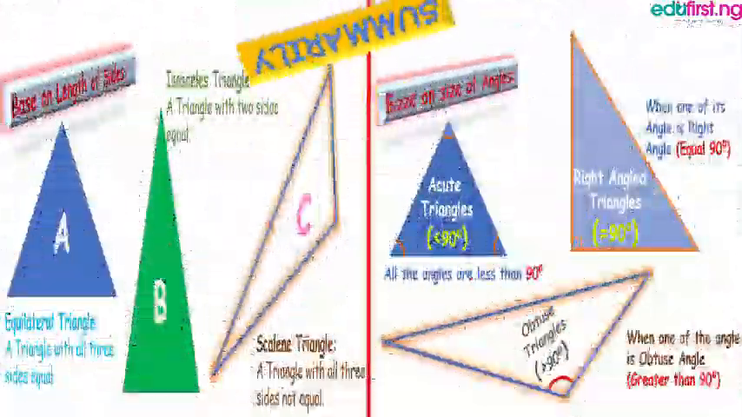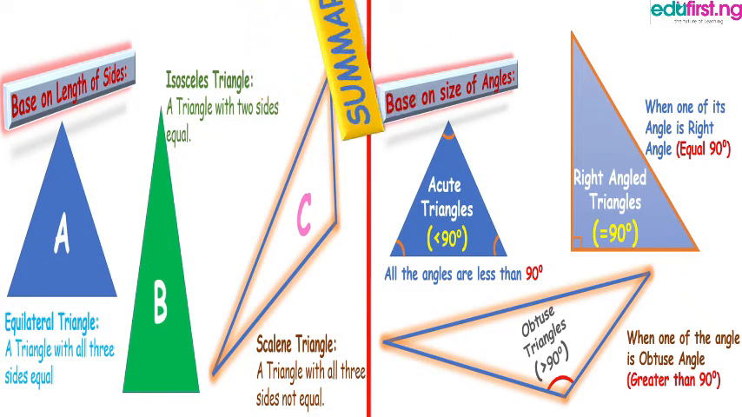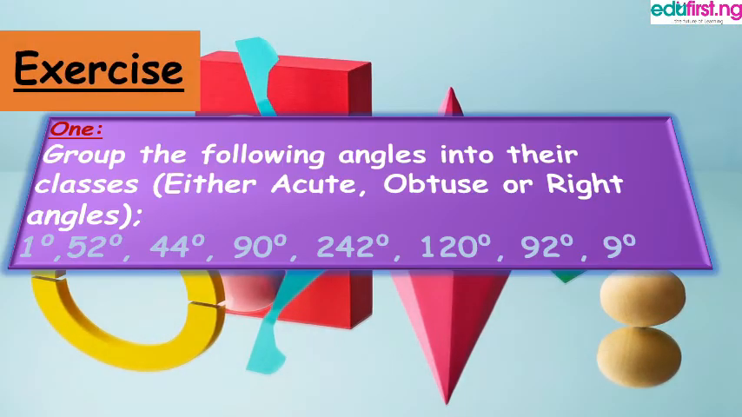All right, at this point, I believe we have understood the meaning of a triangle, and we also know the classes of triangles based on the length of their sides as well as the size of their angles. In terms of their sides, we have the equilateral triangle, isosceles triangle, and scalene triangle. In terms of the size of their angles, we have the acute triangle, the right angle triangle, and the obtuse triangle. All right, let's see if you really understand what we are learning.